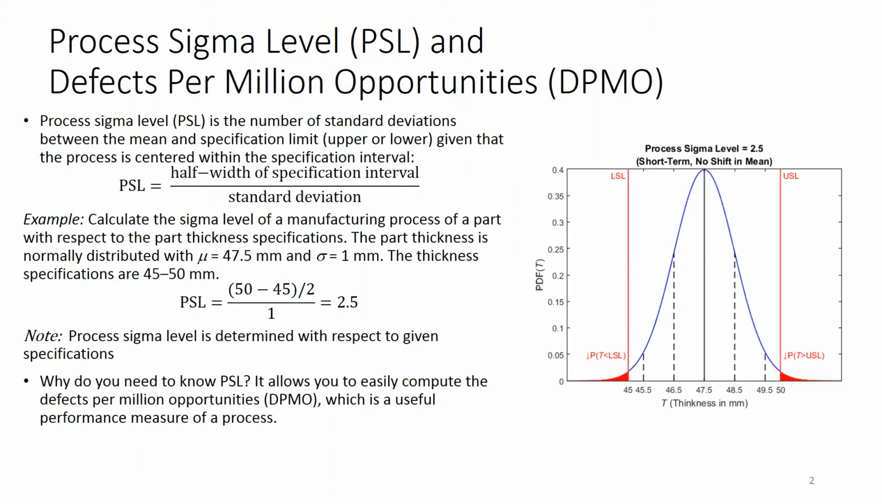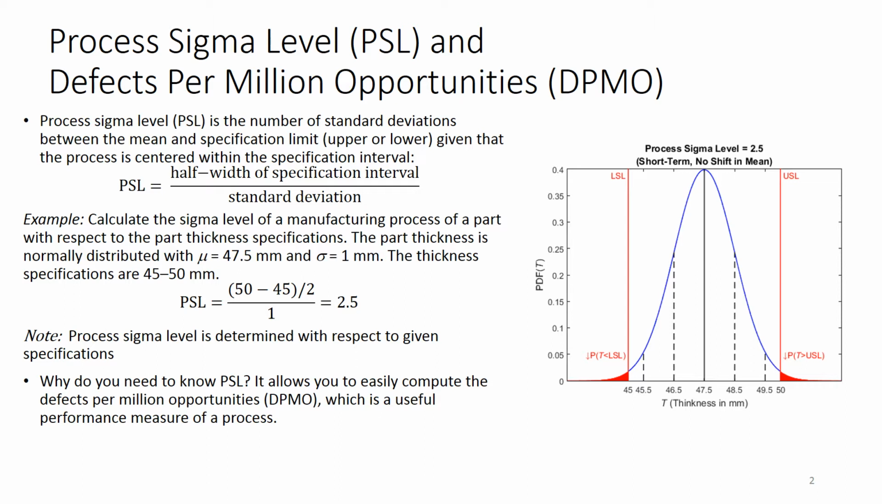Process sigma level is the number of standard deviations between the mean and specification limit, upper or lower, given that the process is centered within the specification interval. The formula is half width of specification interval over standard deviation.